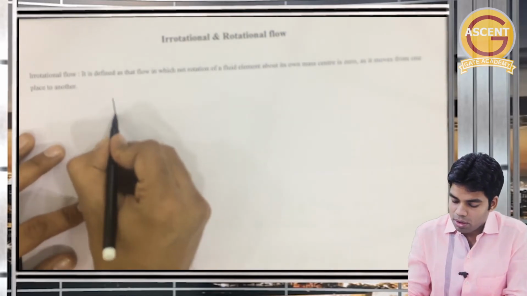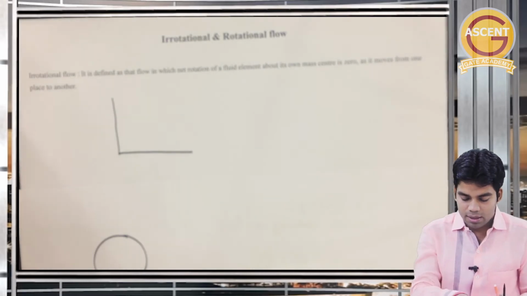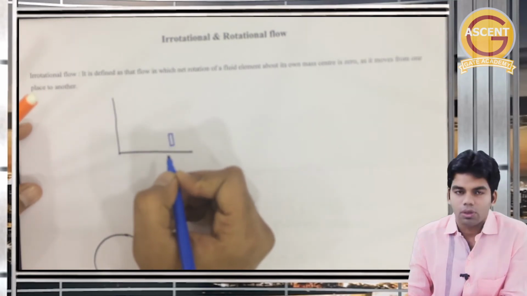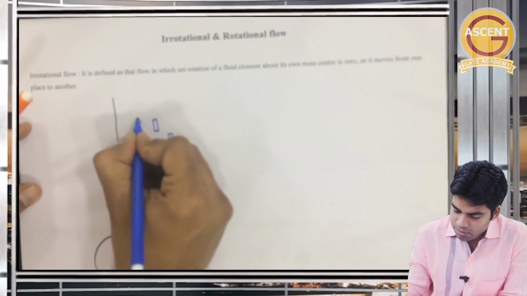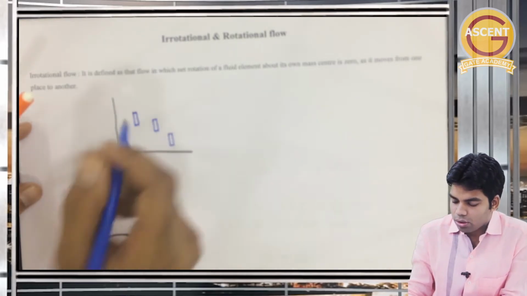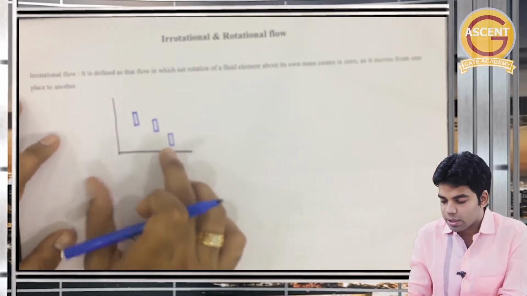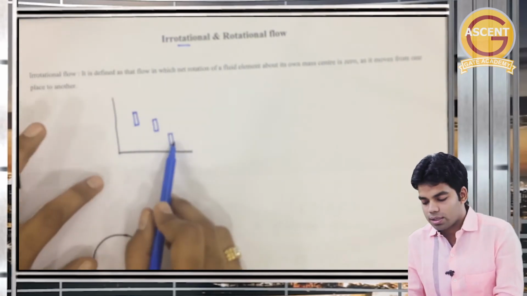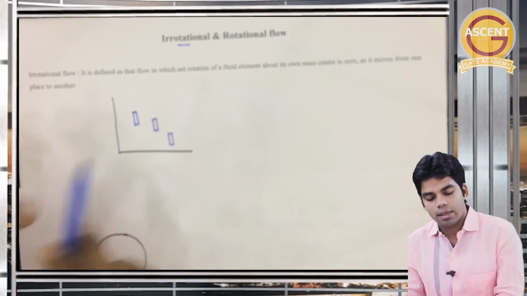That means suppose we are having a fluid element like this, and this is moving in any curved path, but the net rotation of this fluid element about its own mass center is 0, then we can say that the flow is irrotational flow. This element is not rotating about its own mass center, so this is an irrotational flow.